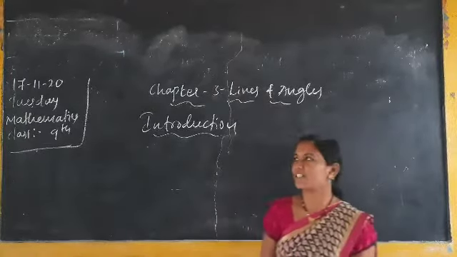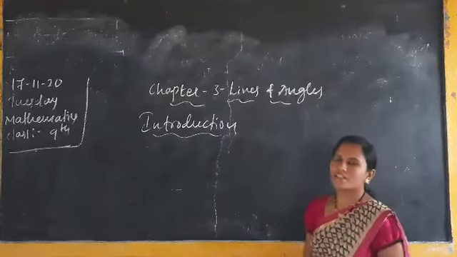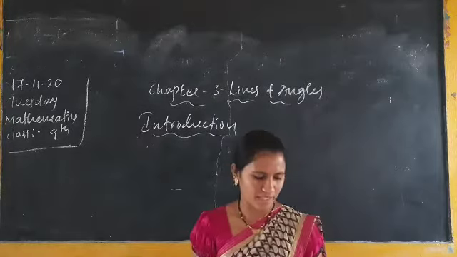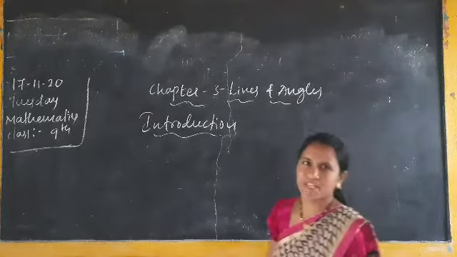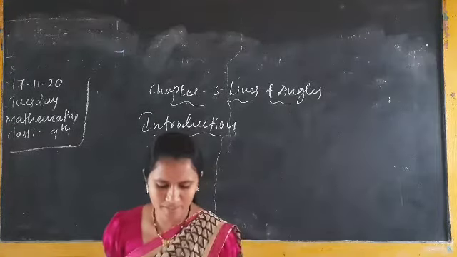In the last class we studied chapter 4, Polynomials. In the algebra part, I have completed that chapter. Now you have to take chapter 3, Lines and Angles. It is based on the geometry part. That's why I am starting it now.